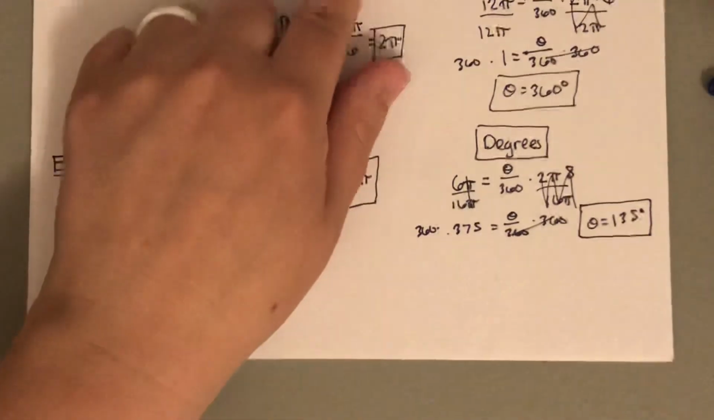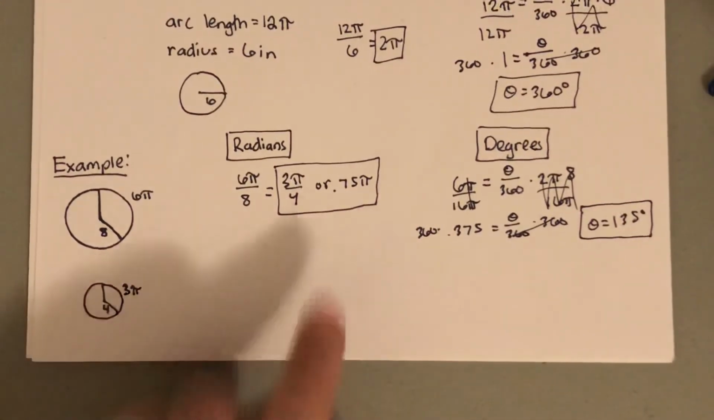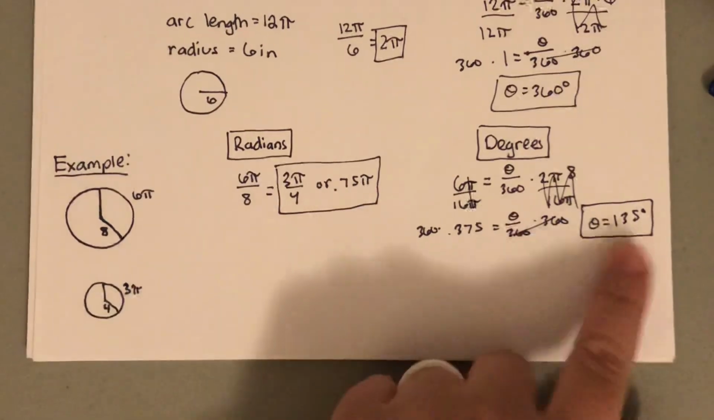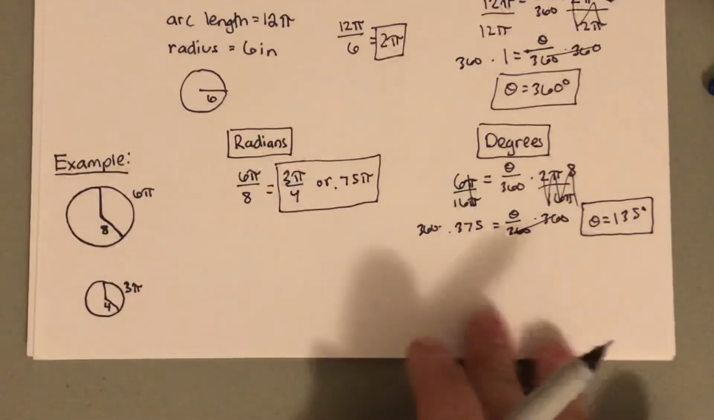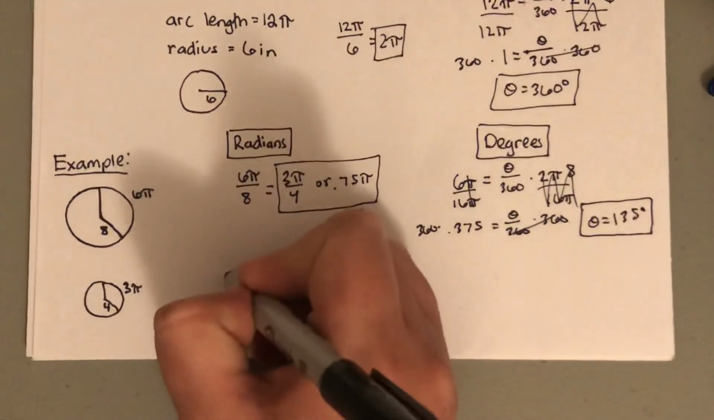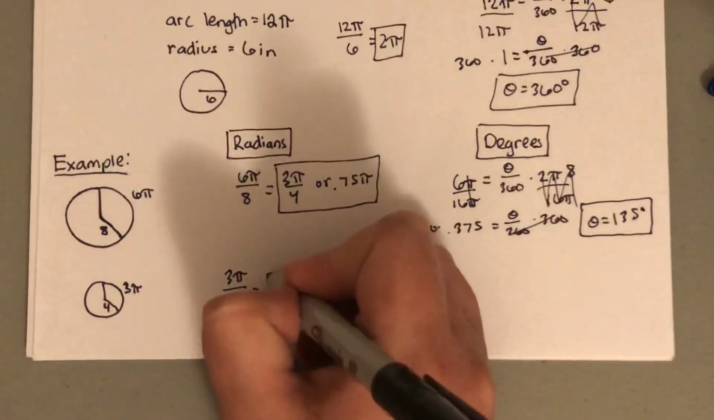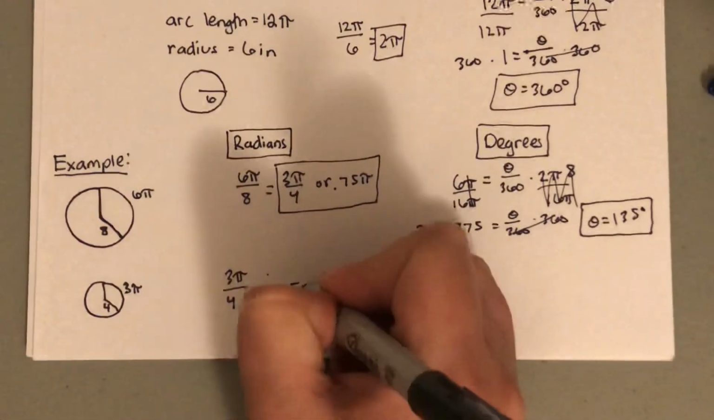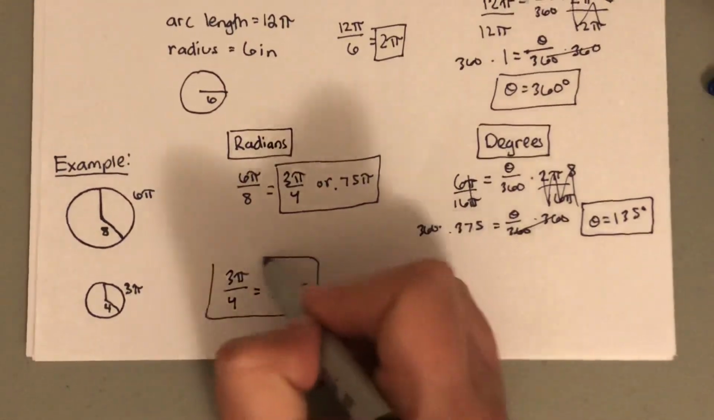Okay, so up here we learned that pi is equal to 180 degrees. 0.75 pi is equal to 135 degrees. Now let's look at this same circle. Notice that the ratio is the same. The arc length is 3 pi. The radius is 4. So that just gives us the same thing we got up there. 3 pi over 4 or 0.75 pi.